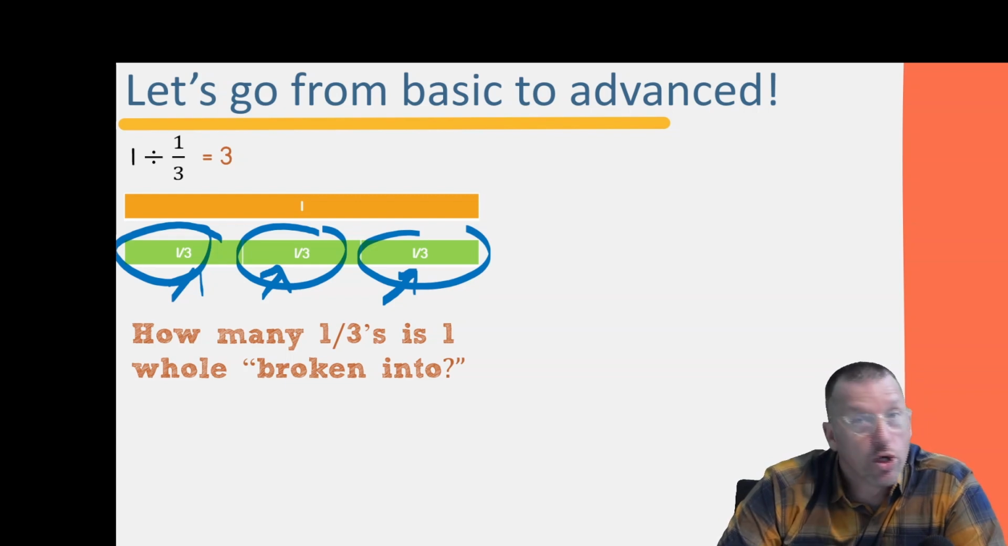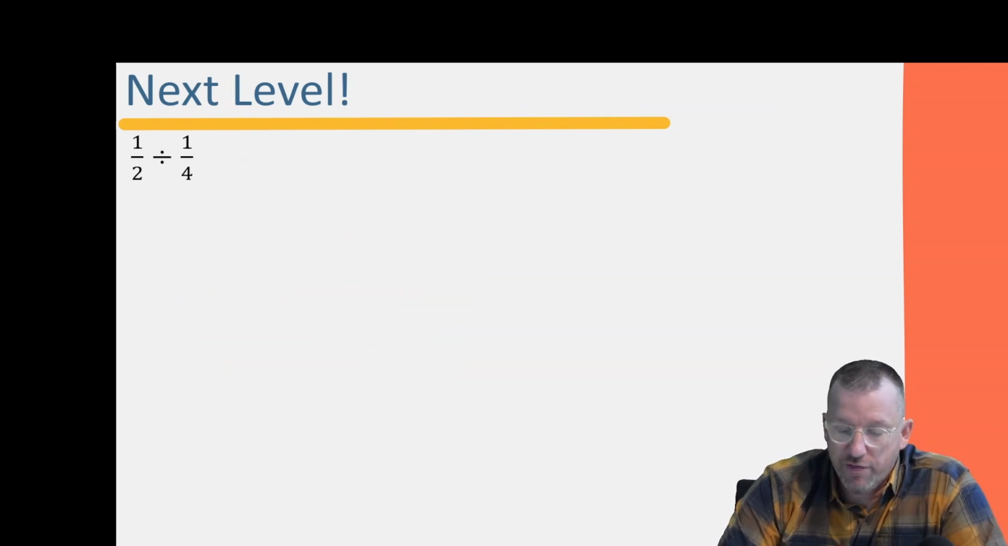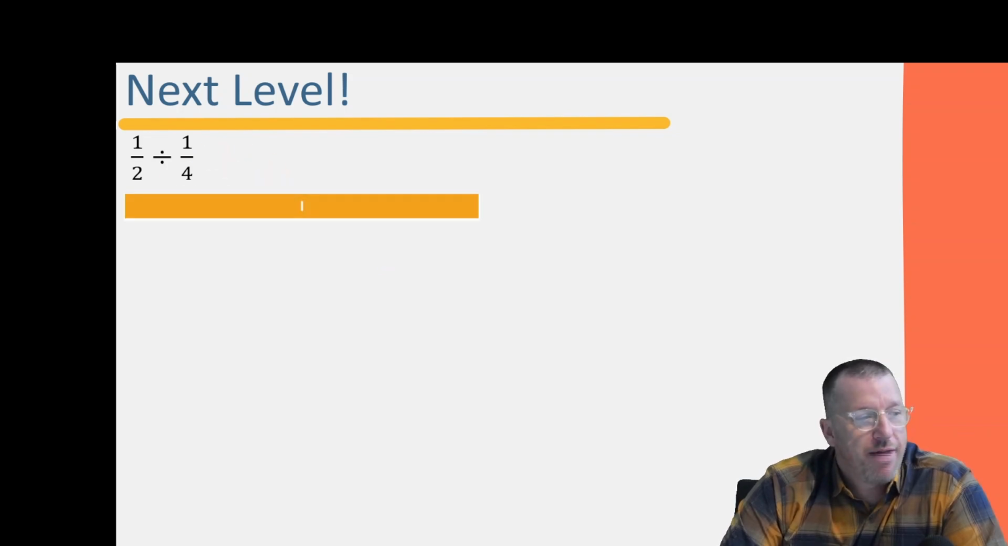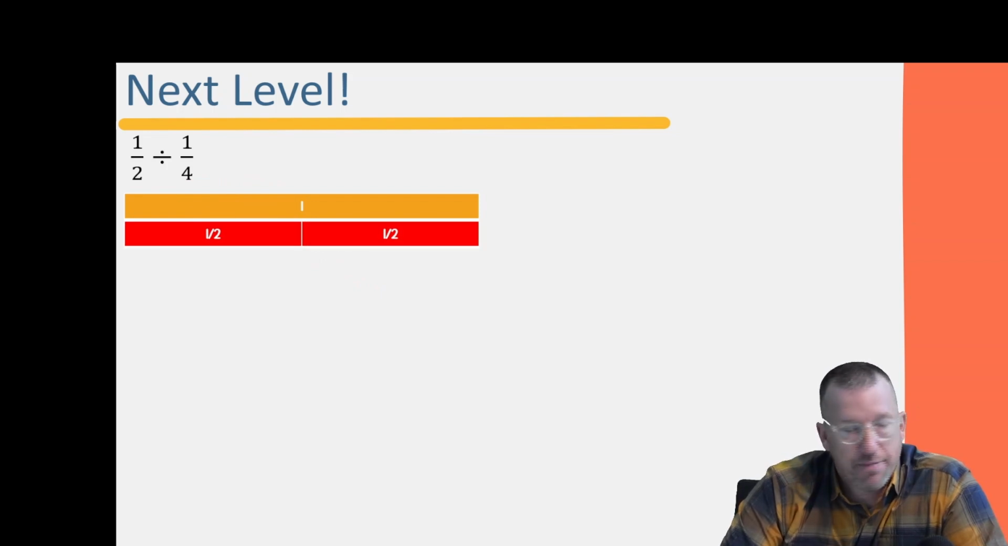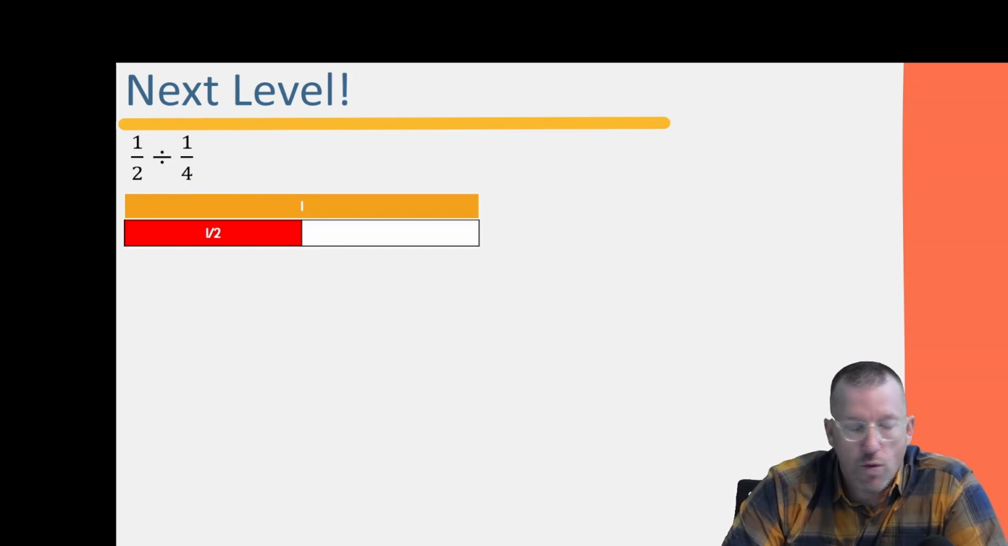Like I said, we're going from basic to advanced. Let's go next level. What if we have 1/2 and we want to divide it by fourths? Now we're not dividing that 1/2 into fourths. We're dividing it by fourths. And what do you think I mean by that? Well, just a reminder, that's what 1 equals. And this is what our halves look like compared to the whole. How many of those halves do we need? We only need 1 for our problem. So there we are at 1/2.